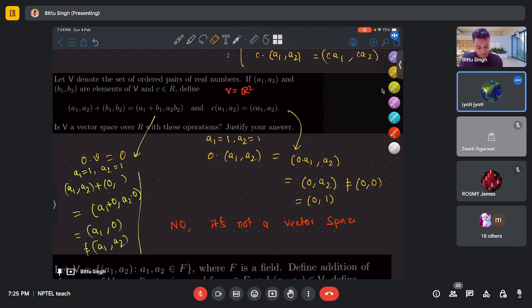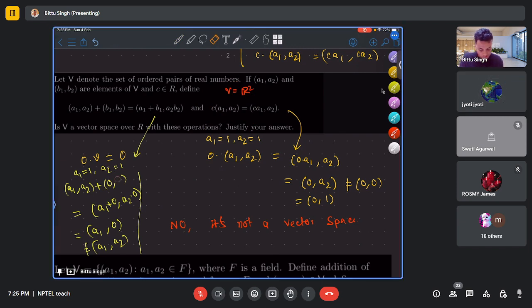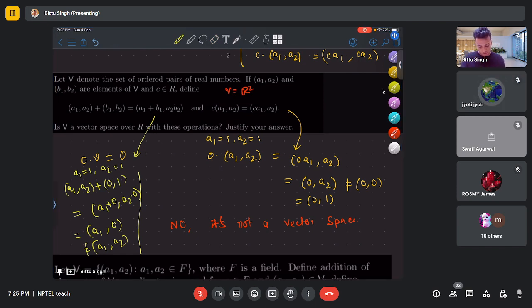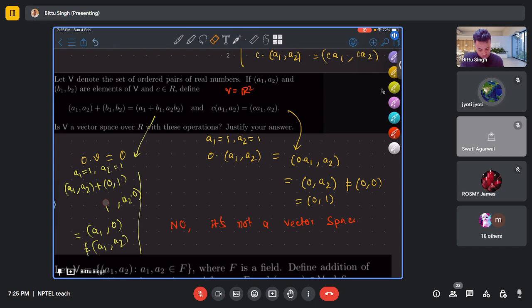Then how can we say initially 0 comma 0 will be our identity element in this case? What you are saying is true. Here the identity will be 0 comma 1. Yes, sir. Then I can't use this way, because then it will be the same as a1 comma a2.